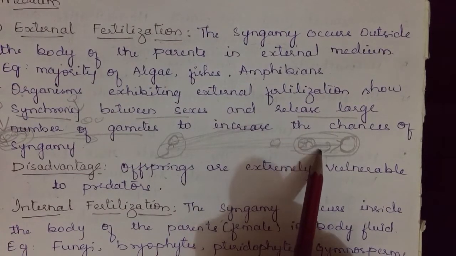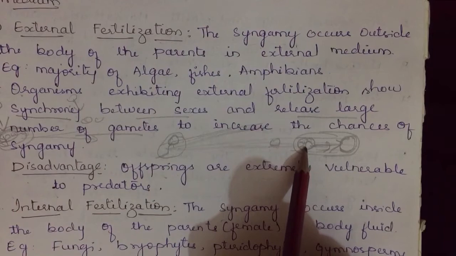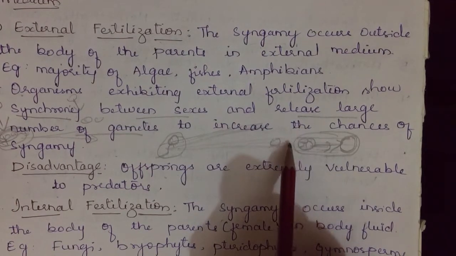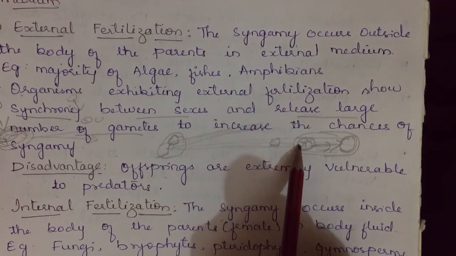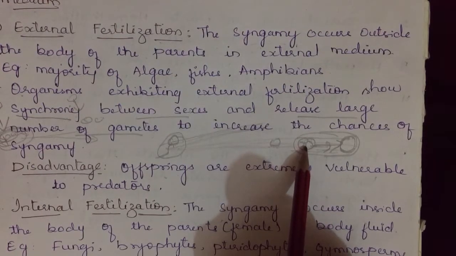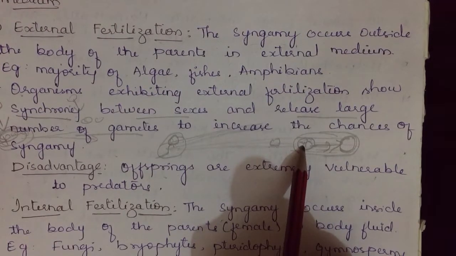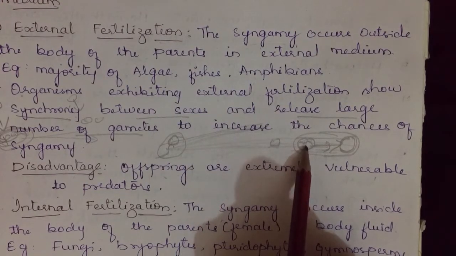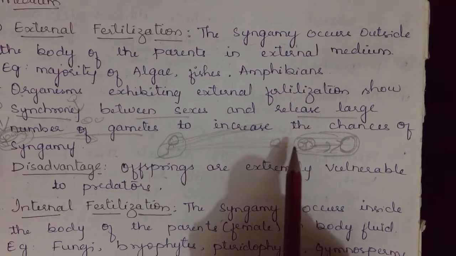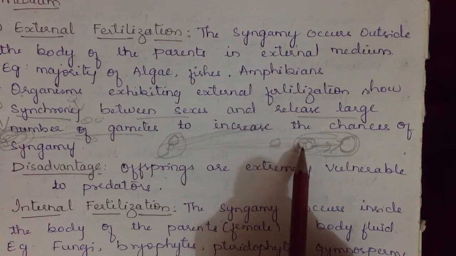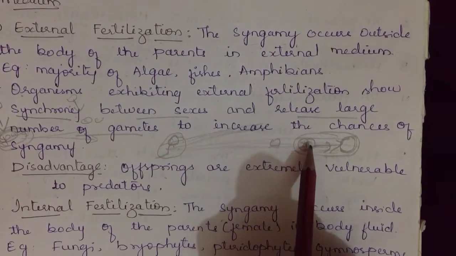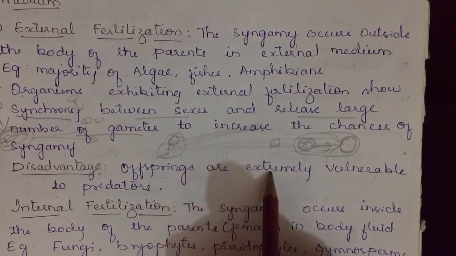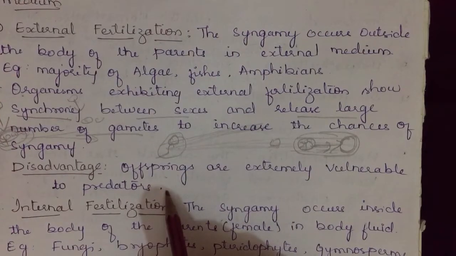That is in external fertilization. In internal fertilization, what happens? The zygote is present in the mother's body. When it is present in the mother's body, the mother will take care of the young ones. But in external fertilization, the young one is present in the water or in an external medium. Predators which feed on this can kill these organisms. So these offsprings are extremely vulnerable to predators.